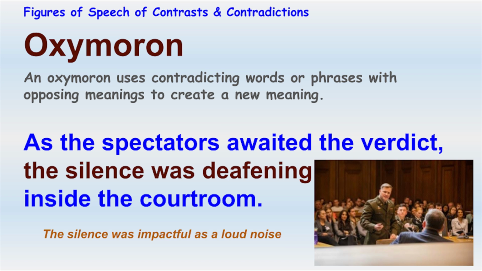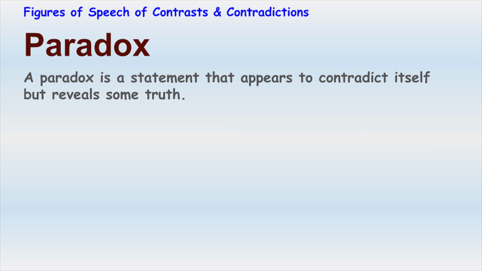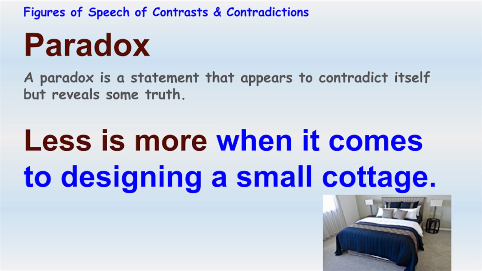And our last figure of speech in this group is paradox. A paradox is a statement that appears to contradict itself but reveals some truth. For example, less is more when it comes to designing a small cottage. The figure of speech is less is more. It appears to be self-contradictory because how can less be more? But it reveals the truth as it pertains to designing a small cottage, that being simple and minimalist can lead to a greater aesthetic appeal.